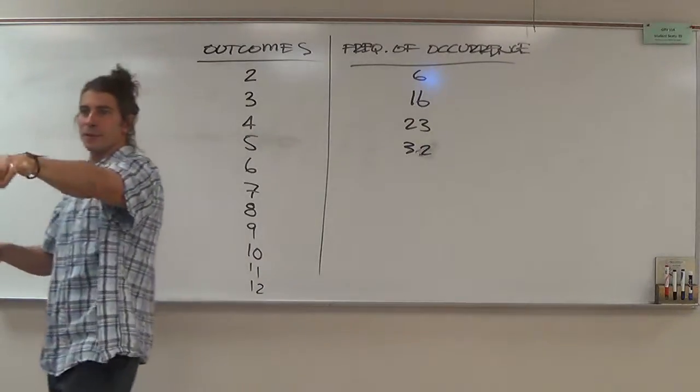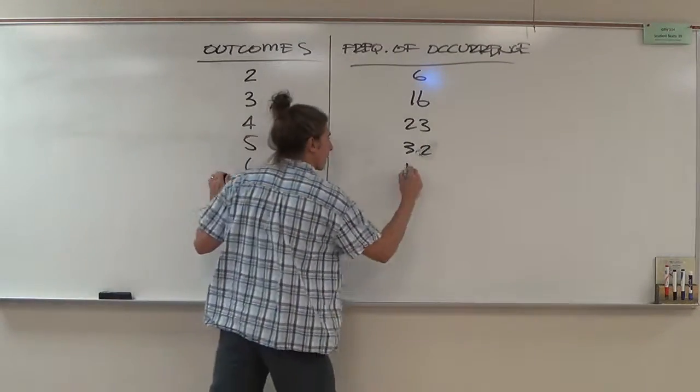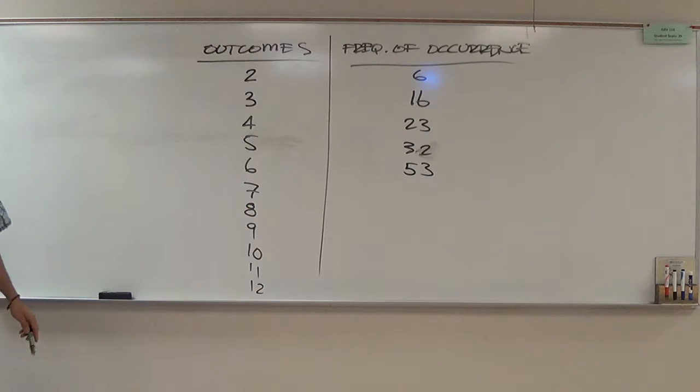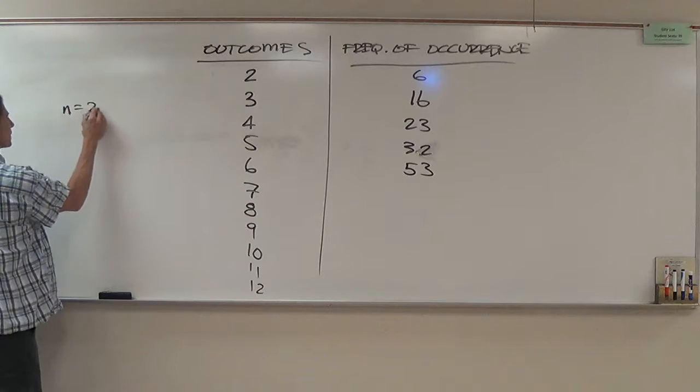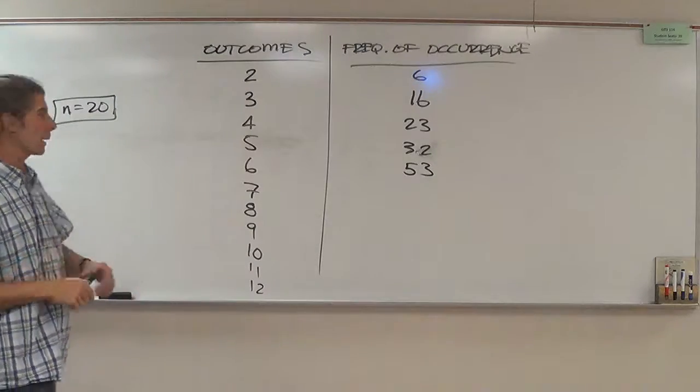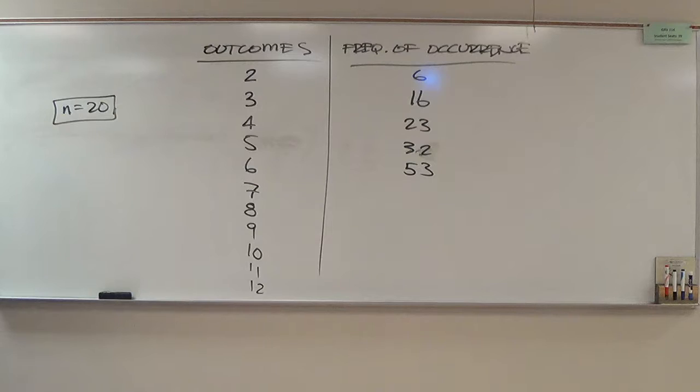45, 7, 52, 53. Yes. Whew. We're going to come back. I'm going to put n equals 20 to remind myself of something over here. We're going to come back to that moment. You guys all roll 20 times, yeah? Okay, I'm going to keep that on deck.